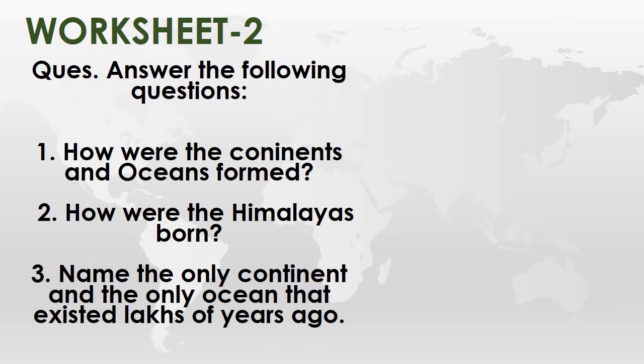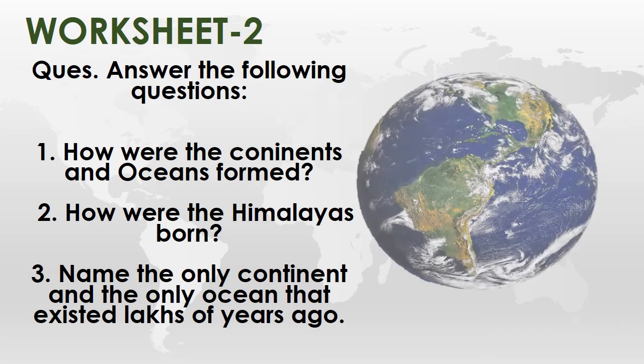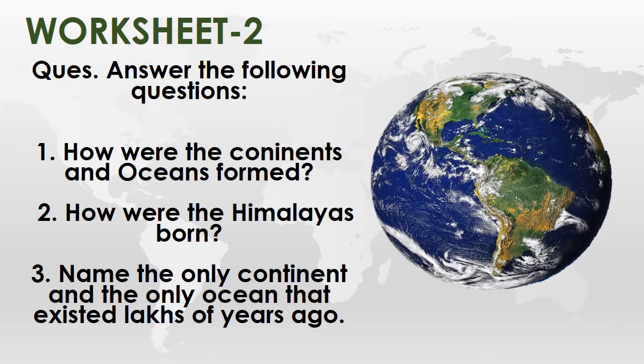Now we come to the worksheet 2. We have to answer 3 questions. How were the continents and oceans formed? How were the Himalayas born? I told you in the story. Name the only continent and the only ocean that existed lakhs of years ago.